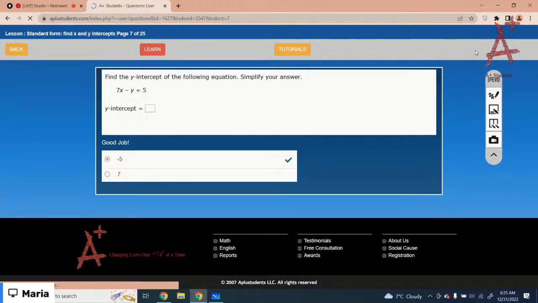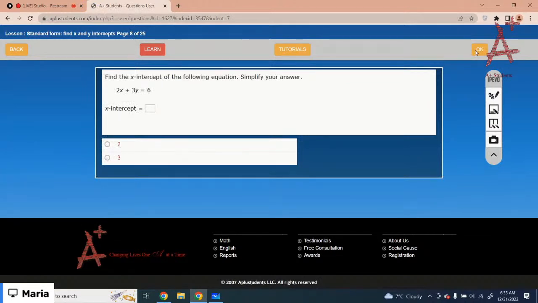Okay, the next one is find the x-intercept of the following equation. So for the x-intercept, you have to replace y variable with a 0. So you are left with 2x equals 6. So x equals 3. So the correct option is 3. Just select the correct option and click on the OK button.